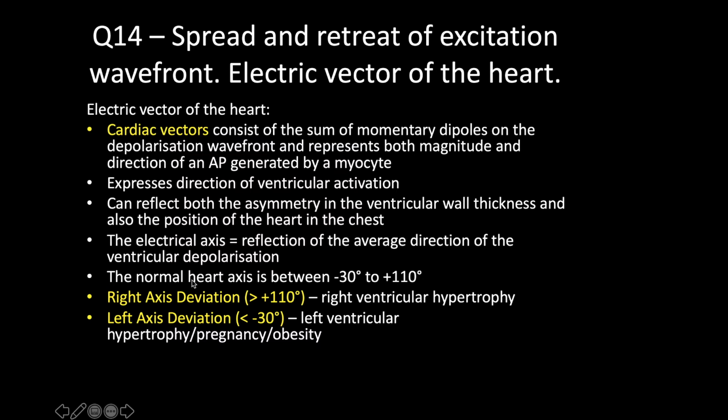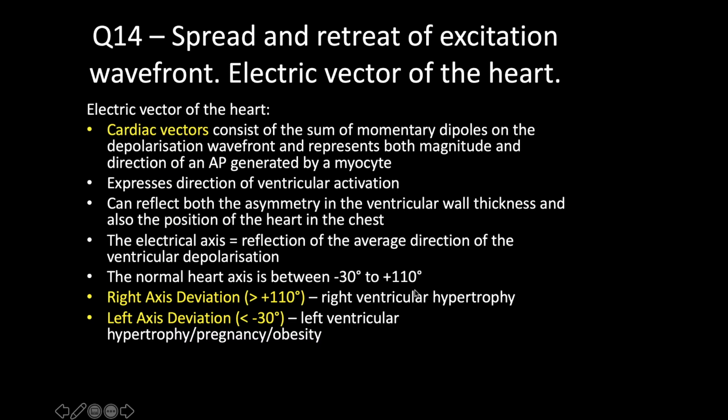So the electrical axis is the reflection of the average direction of the ventricular depolarization, not to be confused with the cardiac vectors. This is the definition of cardiac vectors. Electrical axis is completely different. It's the reflection of the average direction of the ventricular depolarization. And the normal heart axis is between minus 30 degrees and plus 110. These are the official values given to us by the university, and these are the ones I would remember.